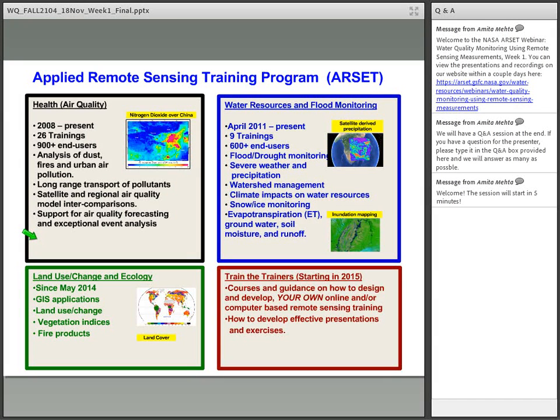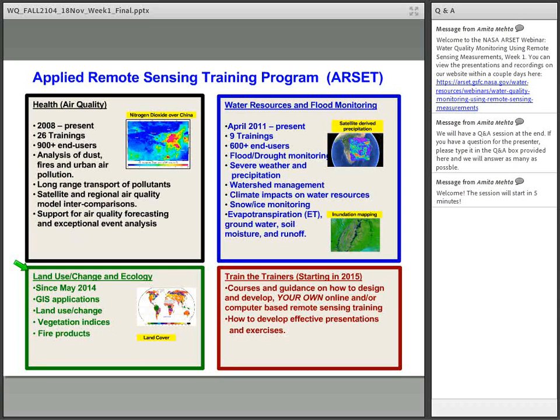So these are the 4 programs we are focusing on right now. Health and air quality started in 2008. A number of trainings have been offered, the most number of trainings, because this is the program that started earliest, and it has trained more than 900 people so far. Water resources and flood monitoring started in 2011, and we have trained about 600 plus end users for this application.